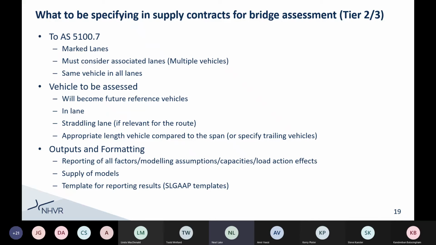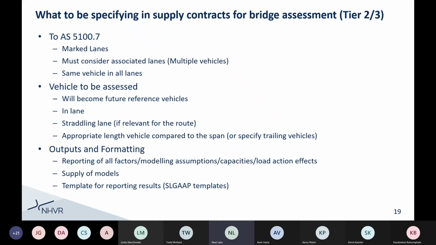It's important to specify a straddling lane vehicle, like a heavy load platform, if it's relevant to the route. Now, if you understand how you want to operate these routes and you have no intention of running oversize, overmass vehicles that are significantly wide, then perhaps you don't need to do that. But I would suggest it's not a big deal to do it at the time, so it's a good idea to include those.